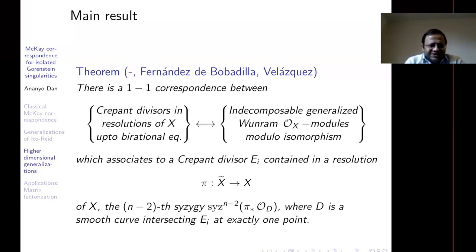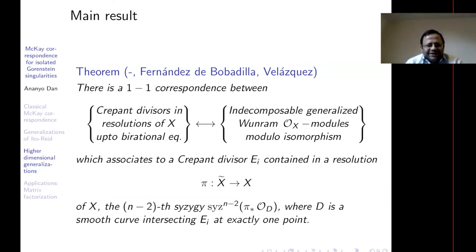So this is the result with a joint with Fernandez de Bobadilla and Agustin Velazquez, is that we have a one-to-one correspondence between the Crepant divisors in the resolution of X up to birational equivalence and indecomposable generalized Wunram modules on X modulo isomorphism. Recall that generalized Wunram modules were those such that the R1, so the higher direct image, was the same as the geometric genus.